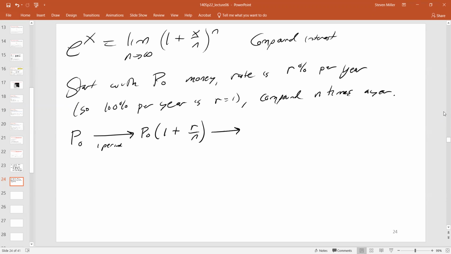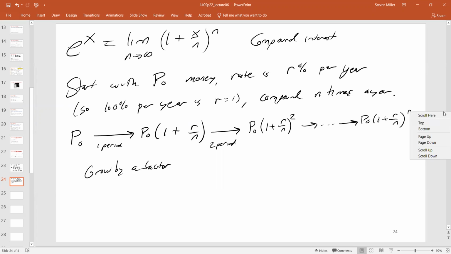And so after 2 periods, how much would we have? It'd be P naught times 1 plus R over n squared, because every time we move forward a period, we multiply by 1 plus R over n. And we keep doing this. And after 1 year, it's 1 plus R over n to the n. So we grow by a factor of 1 plus R over n to the n in 1 year.